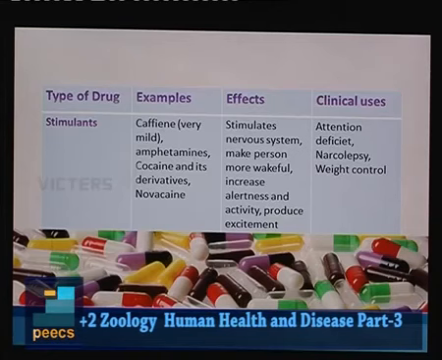And what is the effect? Stimulants, as the name indicates, will stimulate the nervous system. When it stimulates the nervous system, the person becomes more wakeful, it will increase alertness, it will increase activity, and it also produces a sort of excitement for the person. And what about the clinical use? For stimulants, it is used for attention deficit, narcolepsy, which is daytime sleepiness, and also for weight control.